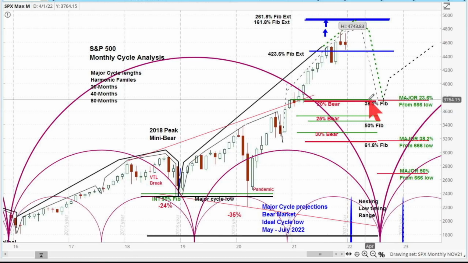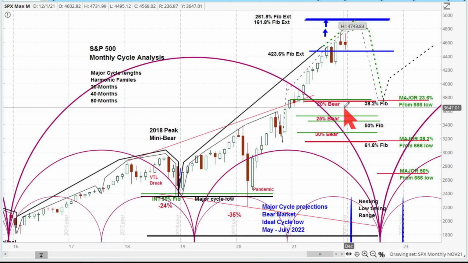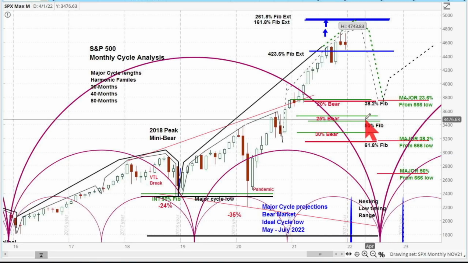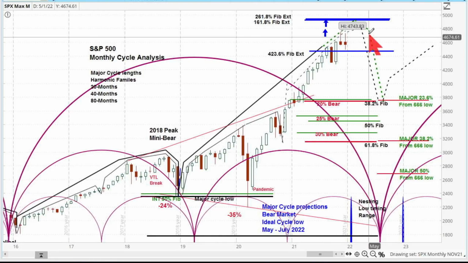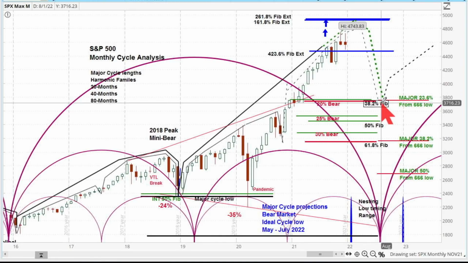The best case right over here that I can make out into this summertime period is about 3753 on the S&P 500. That would only be a 20% bear, and getting down over here to the 25% bear and that 50% fib from this move is a reasonable 3,500 right in there. That to me is reasonable over this next 6-month period. So we're looking for a decline of some significance right in here.